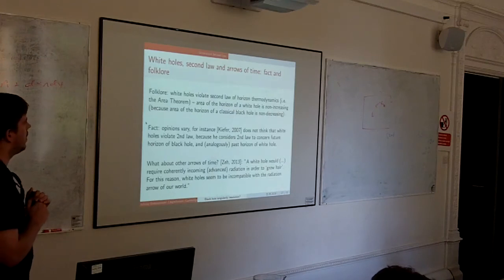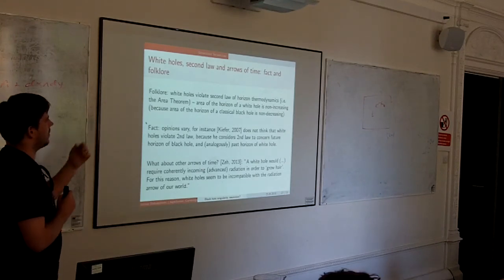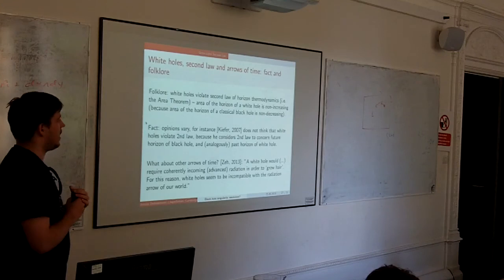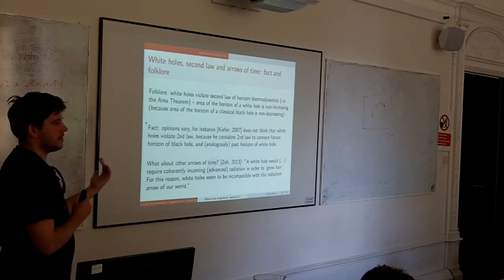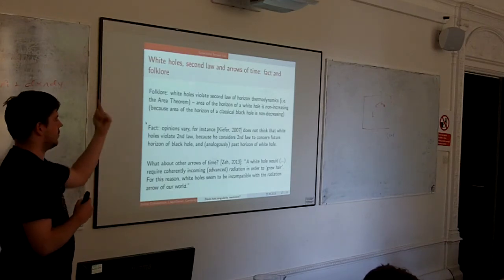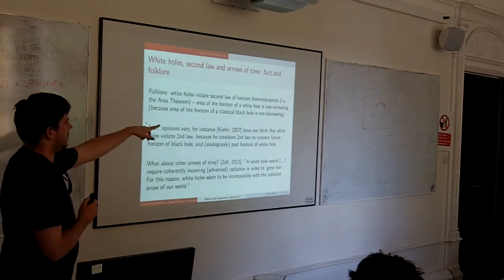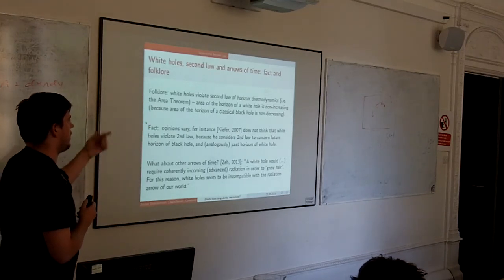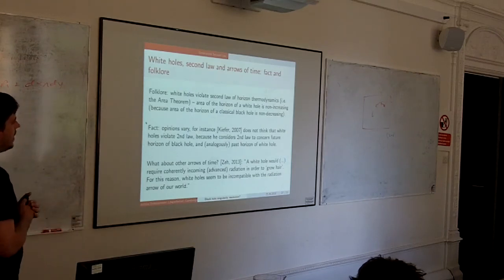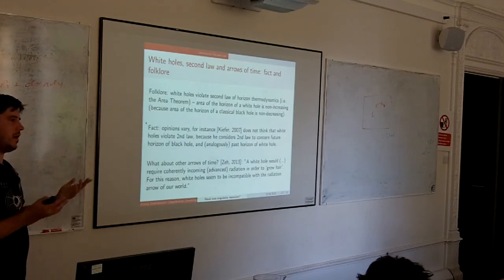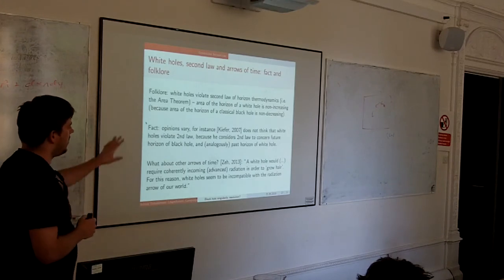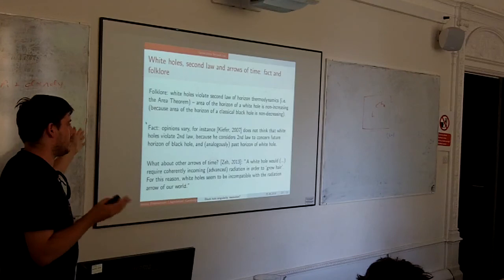Now, there's a lot of folklore about white holes. So part of the folklore is that white holes violate second law of horizon thermodynamics. Because the area of the horizon of a white hole is non-increasing as we go to the future, because area of classical black hole horizon is non-decreasing per the area theorem. And so in this way one could say, if I have a white hole solution, it violates second law, so it's unviable. But opinions on that vary, and I see no principled reason to adopt this or that position.